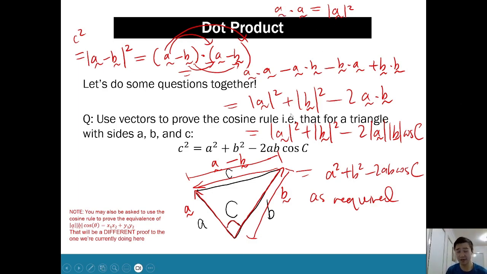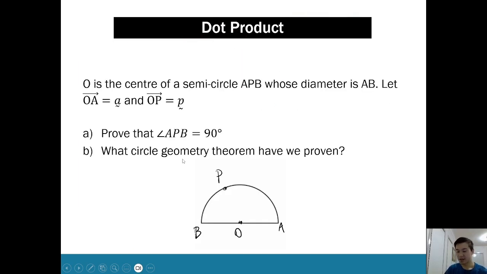So yeah, again, this is a different question compared to if you were showing the equivalence. That is also another fun question. I recommend doing that in your own time. Okay, so here's another question.